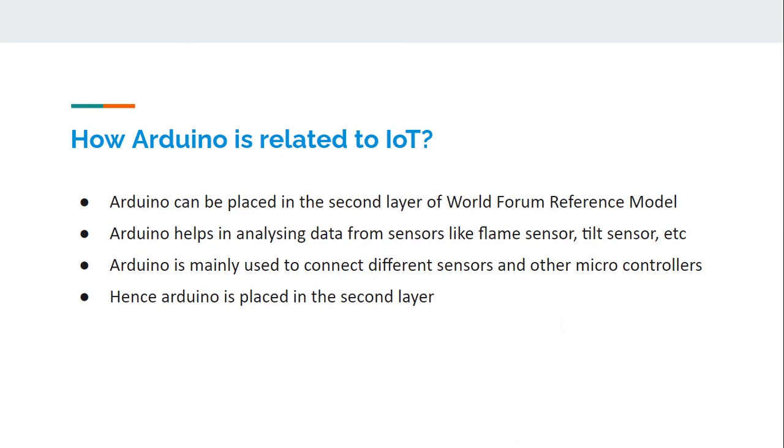Let us know how Arduino is related to IoT. Arduino can actually be placed in the second layer of the IoT World Forum Reference Model. As discussed previously, Arduino has two major types of pins, that is analog and digital pins, which are used to take data from sensors and analyze them. We can also connect two sensors directly and or indirectly using Arduino. So Arduino best fits in the second layer of the IoT World Forum Reference Model.